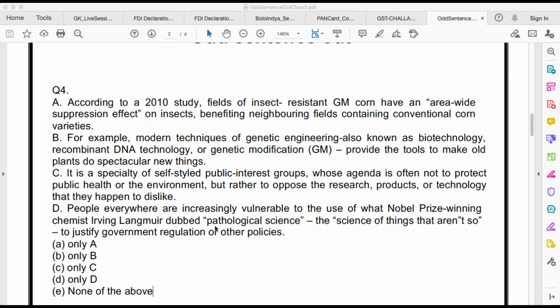I am getting multiple options. I am getting A, I am getting C, I am getting D. I am getting multiple answers. A. According to a 2010 study, fields of insect resistant GM corn have an area wide suppression effect on insects benefiting neighboring fields containing conventional corn varieties. B. For example, modern techniques of genetic engineering, also known as biotechnology, recombinant DNA technology, or gene modification, provide a tool to make old plants do spectacular new things.